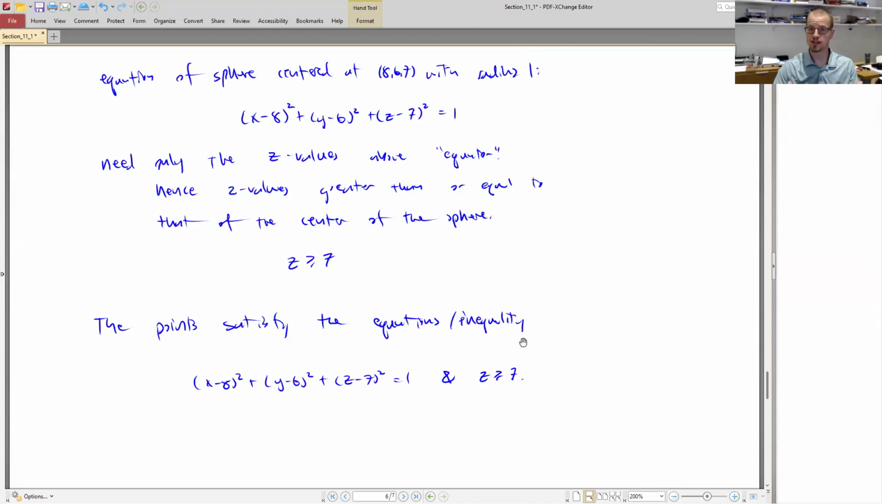Excellent. We have a set of equations or inequalities that describes the set of points, the upper hemisphere.